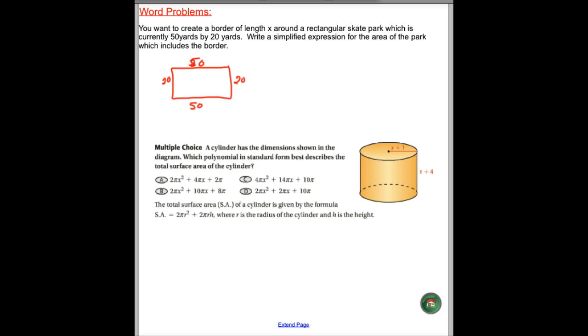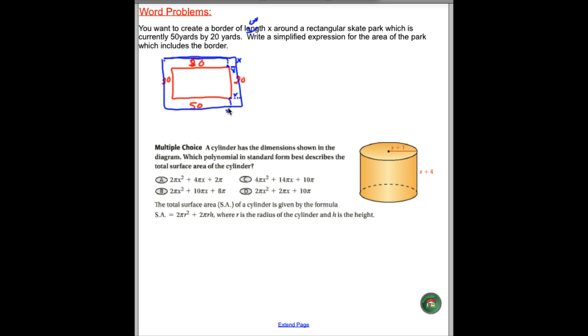You want to create a border of length x around a rectangular skate park, which is really, all right, this should actually say create a border of width x. What that means is you want it to be x amount. It's not good wording on that one. So what that means is we want to make sure that it goes x this way and x this way on all these corners. So it's x that way and x that way. Same here. X out, x down. So it's a width of x.